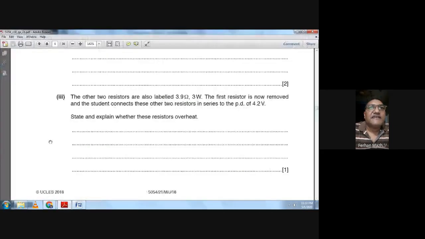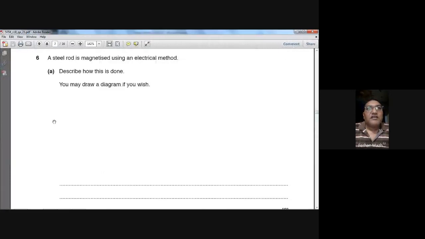Question number 6 is on your screen. A steel rod is magnetized using an electrical method. Describe how this is done. You may draw a diagram if you wish. You remember, if you want to magnetize, we use a DC power supply or a DC battery. We take the steel rod, we wind a copper wire around it, and when we connect it with the DC power supply, that steel will become magnetized.